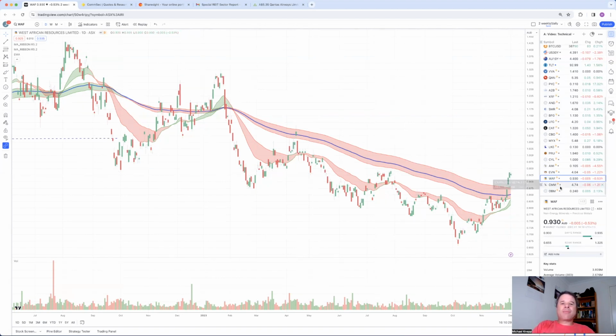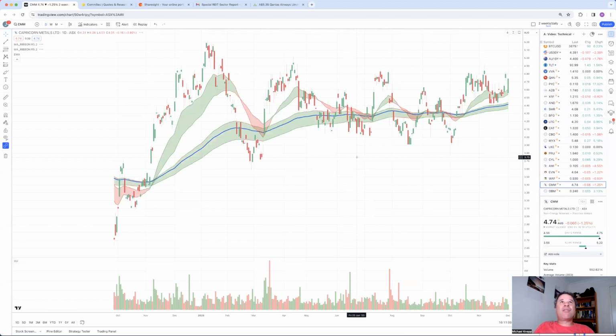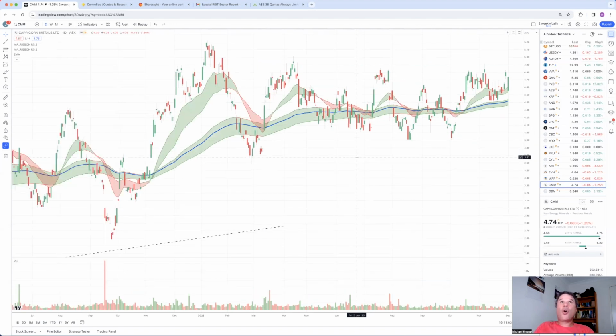Now onto Capricorn Metals, a very low cost producing gold company. I'm not sure if I got my point across clear enough, but high cost producing gold companies are going to benefit more from a rising gold price. And on the flip side, when the gold prices start falling, we see the share price of those companies drop at a significantly greater rate than Capricorn Metals, because Capricorn Metals is a low cost producing gold company. They get gold out of the ground at a cost of 1,100 to 1,200 all-in sustaining costs.